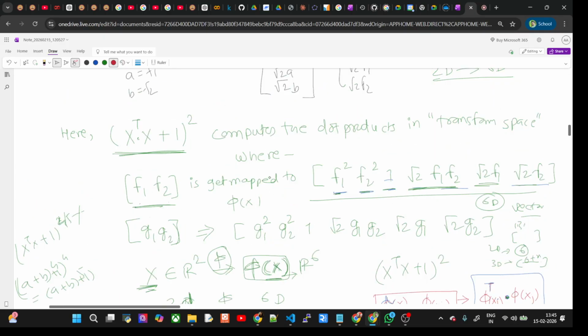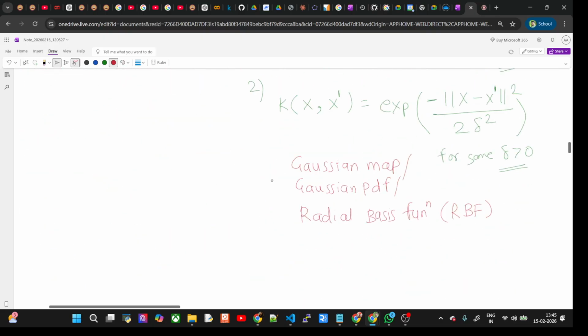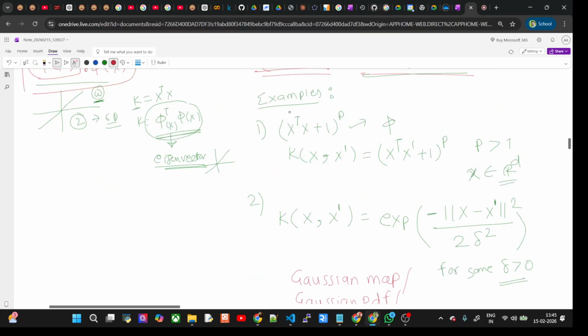So we have two types of kernels. One is the polynomial kernel, another is the Gaussian kernel. The polynomial kernel is the example we have seen, f1, x1 square, x plus 1 whole square. Instead of that we consider p x1. So here I have written it now. This is called the polynomial kernel.